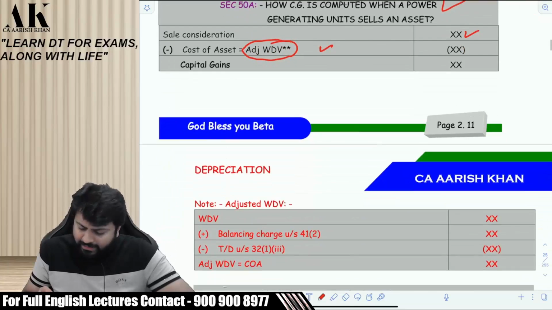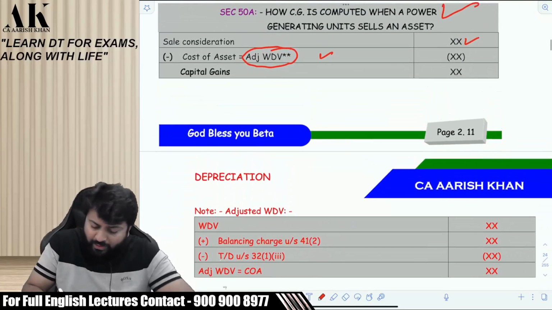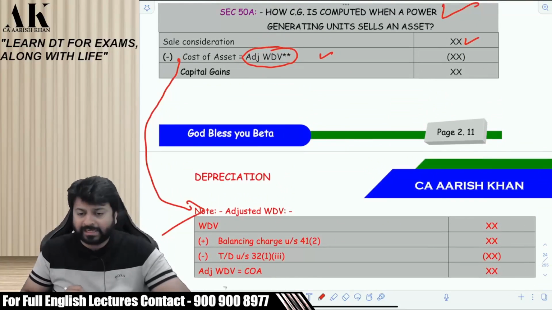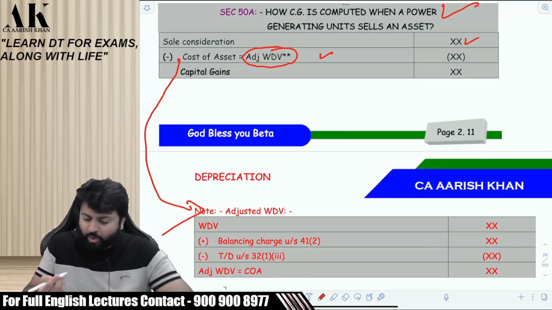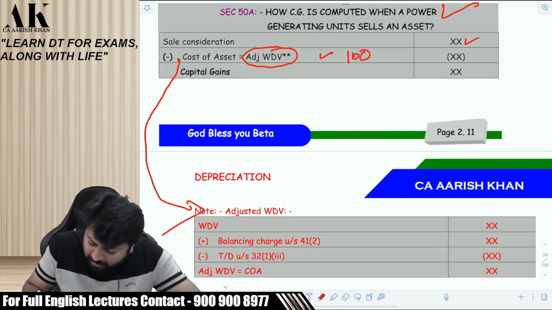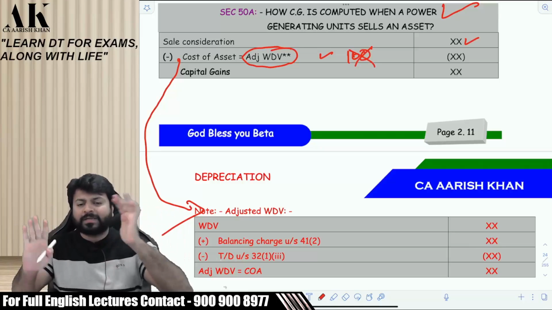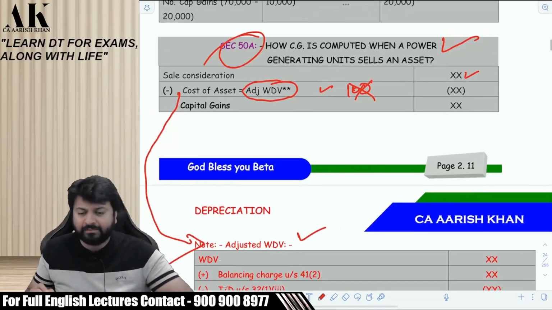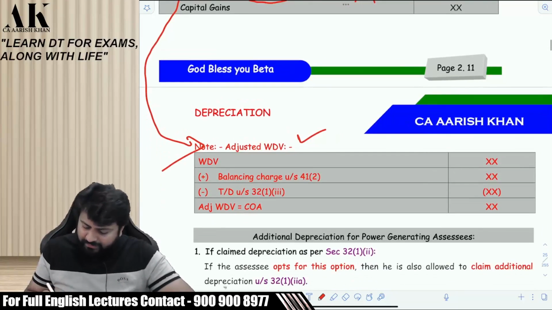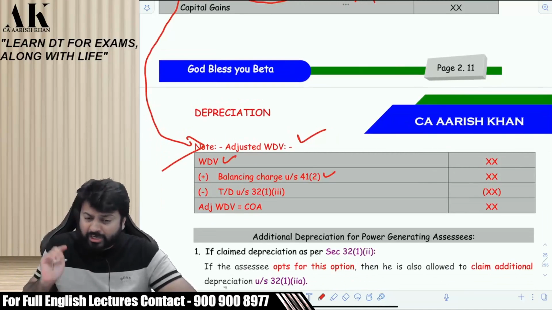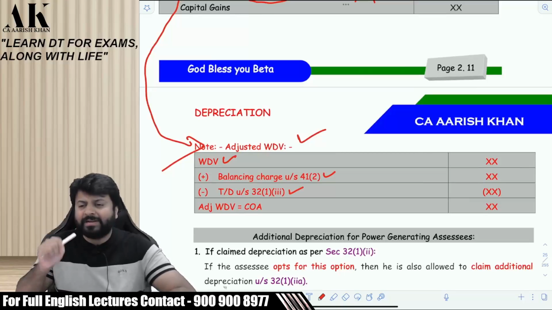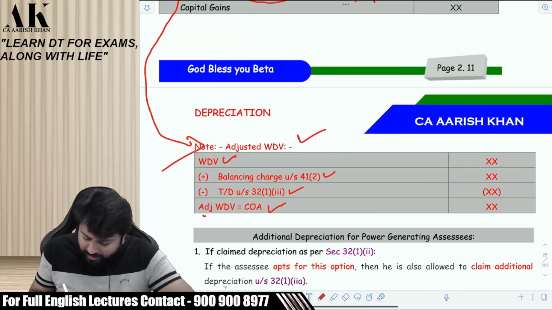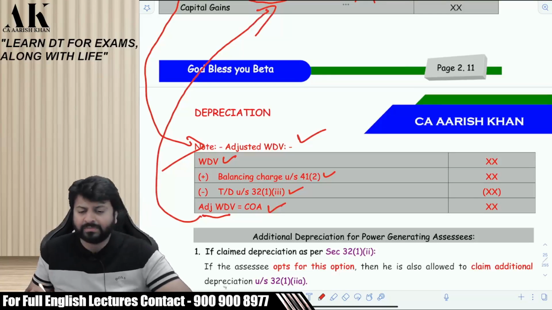Now how will the adjusted WDV be computed? Listen carefully. You have to compute cost in a special way as mentioned over here. What is the special way? Don't write 100 rupees over here. Compute in a special way given by this particular section 50A. How is it given? Listen carefully. WDV plus, if there is any balancing charge, less if there is any terminal depreciation, then that will become your adjusted WDV and take that over here as your cost.